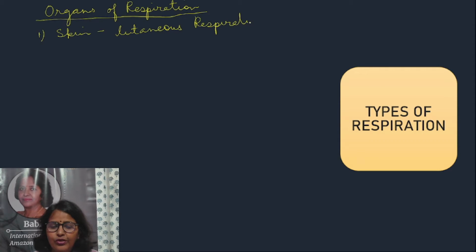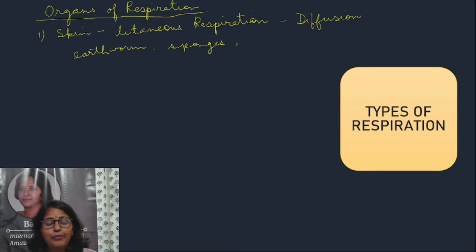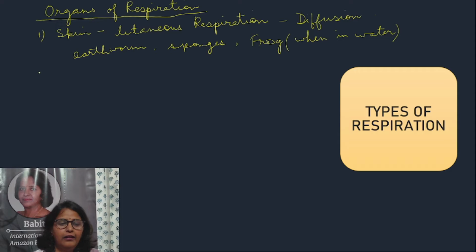So what is the process through which oxygen goes in and carbon dioxide comes out? It is simple diffusion, because the entire skin is available for this kind of diffusion. This is seen in lower animals. Let me give you an example. Earthworm is an example of cutaneous respiration. Sponges are another example. One very special type of respiration is seen in frog. Frog shows cutaneous respiration when in water. What is special about it, we will come to know as we discuss it further.